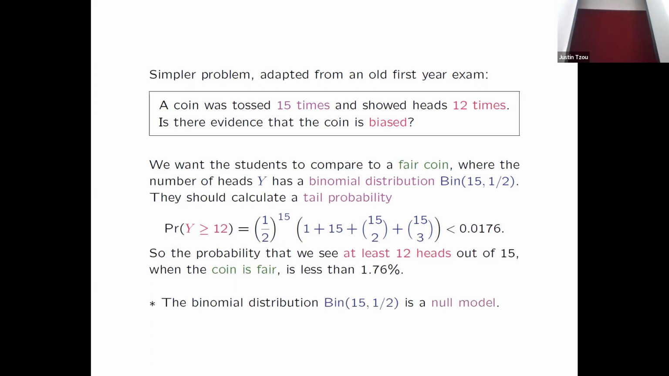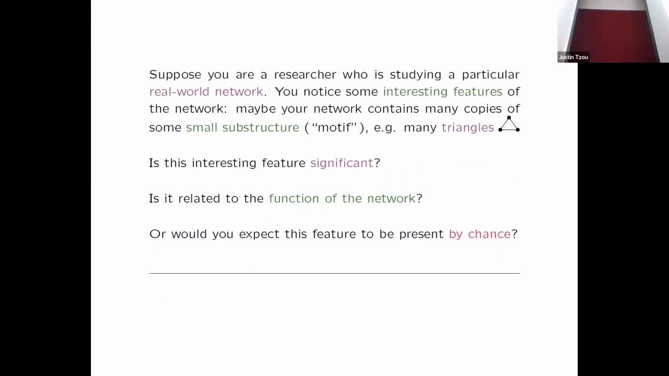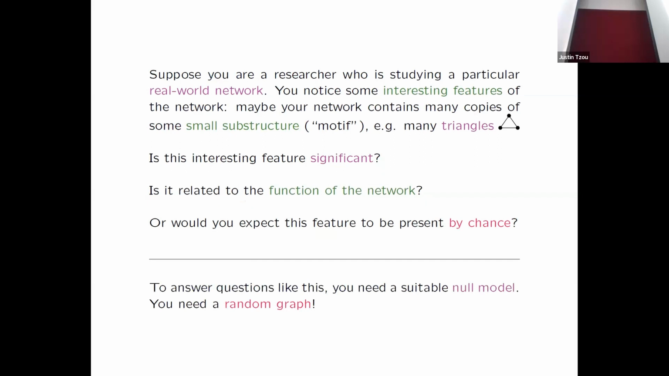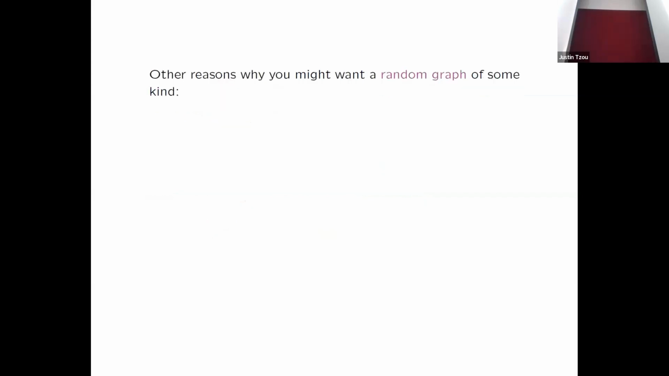But the point is that what the student is doing here is choosing a null model to compare their experiment against. The null model is the fair coin flipped 15 times. Right, so that's familiar. So now we go back to this researcher who has this feature. They want to know if it's significant. And what they need is a null model that they can compare their network against. And in this context, the null model is a random graph, okay? So that's one possible motivation for why you might want to study random graphs.